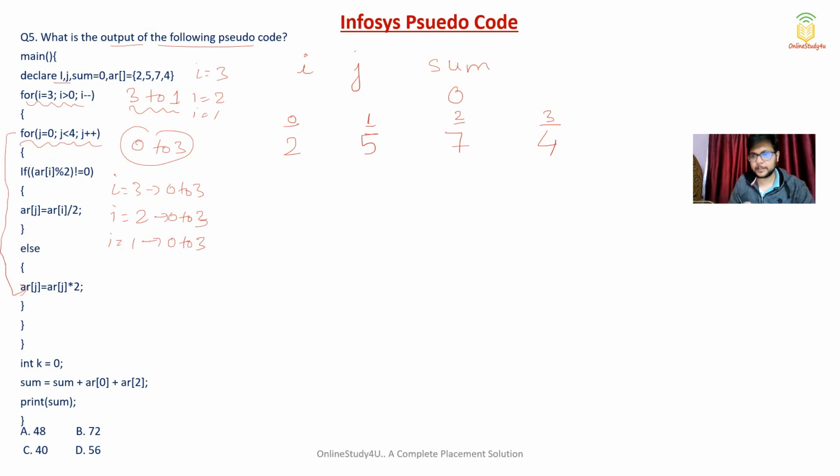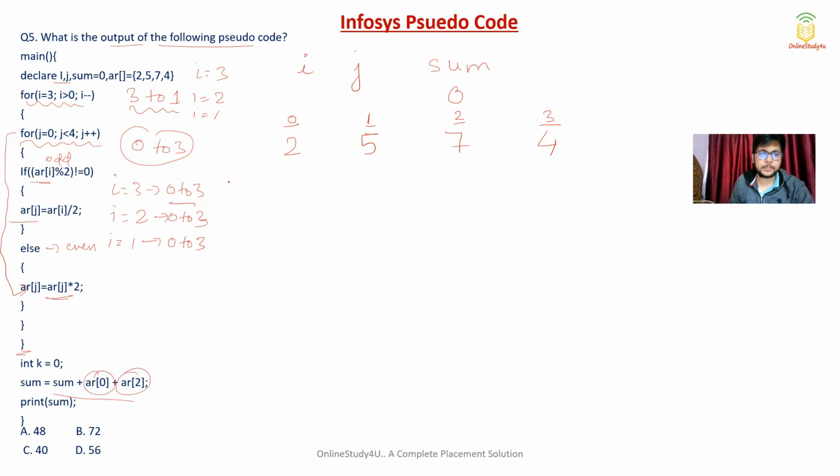The computation part is in the inner loop for 0 to 3. And what is the computation part? If array of i mod 2 is not equal to 0, so basically if array of i is odd, then do this. If it is even, then do this. Fine. And once we come out of the loop, we have to print the value of sum, that is array of 0 and array of 2.